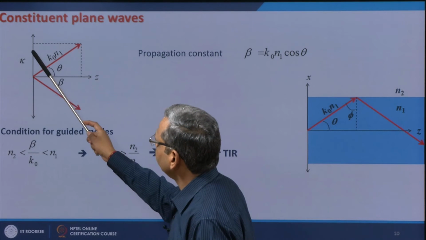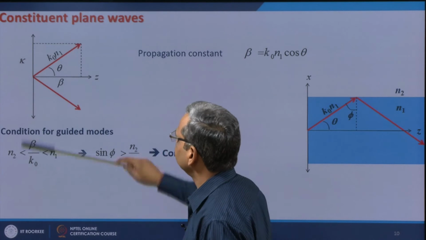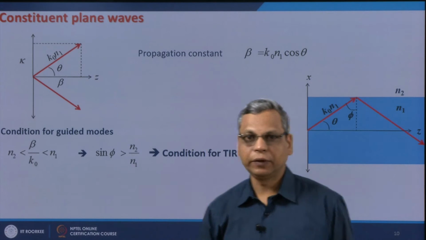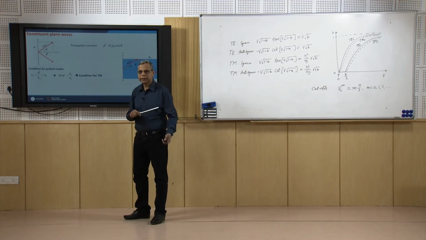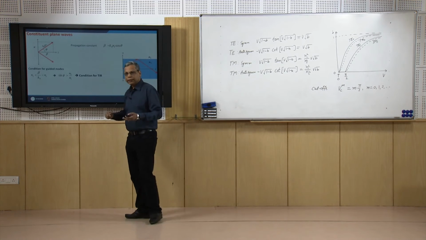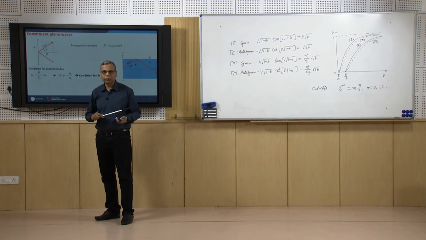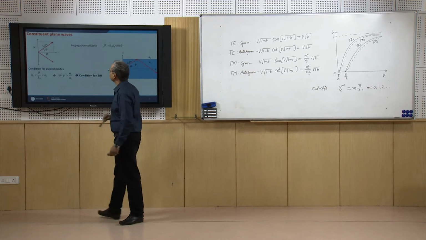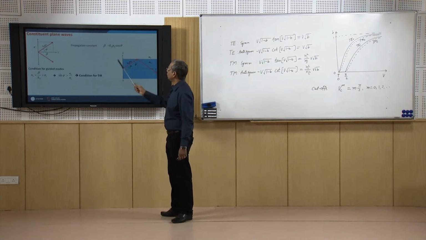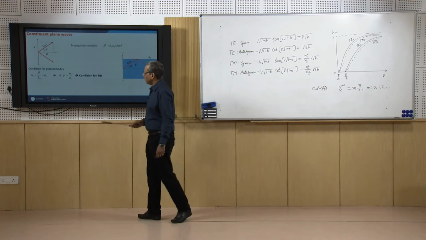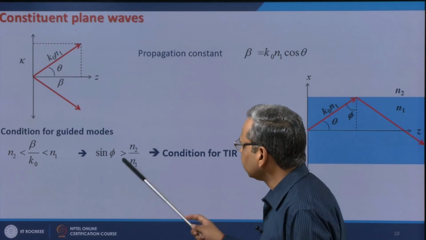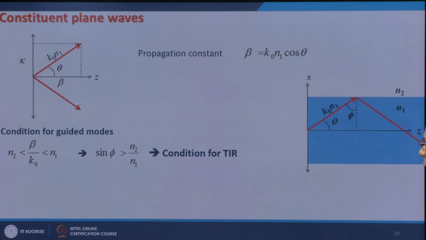So, if I take the components in x direction and in z direction, then in x direction I get two counter propagating waves which give you a standing wave pattern, and these modes are nothing but the standing wave patterns. So, the field stands in x direction, does not propagate in x direction, but this standing wave pattern propagates in z direction with propagation constant beta, which can be given by k naught n1 cos theta. And we had also seen that the condition for guided mode can be translated to the condition for total internal reflection.